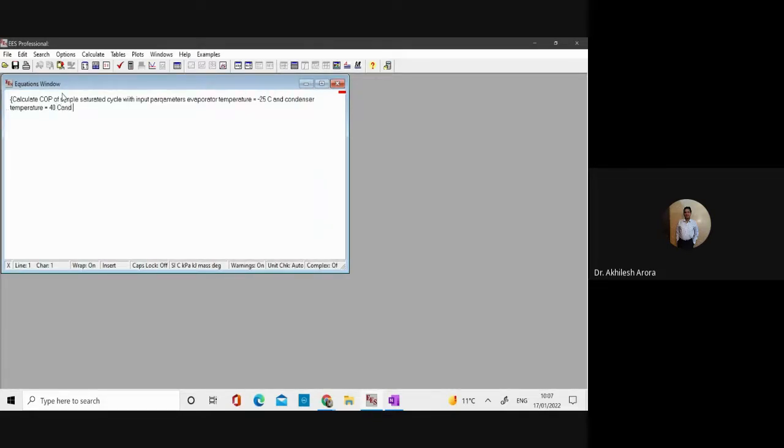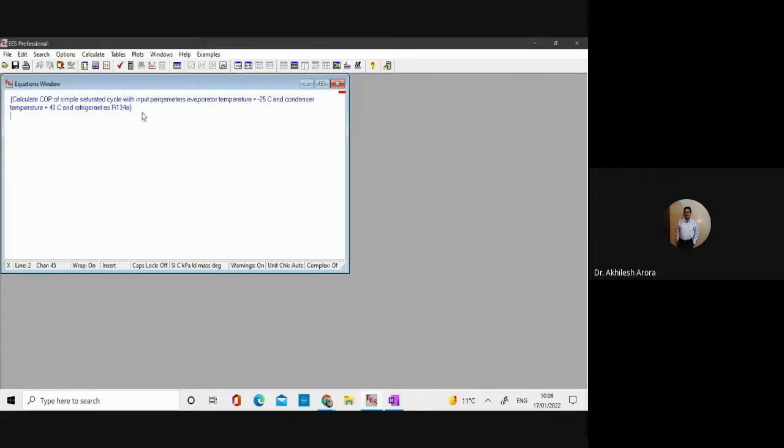And refrigerant as R134A. You can see I have used the curly brackets here. Okay, so let us click here. So you can see it turns out to be blue in color, which means it's not a part of the equations window. It's just a statement only. Okay, and it won't be considered.